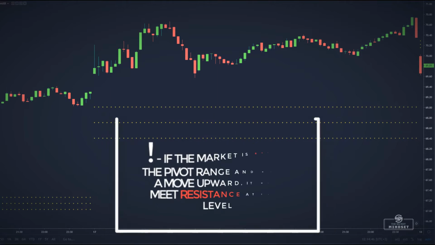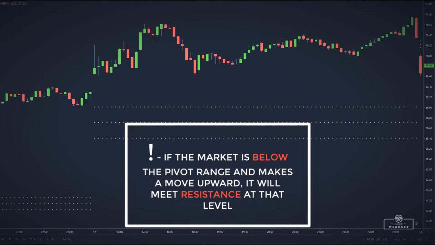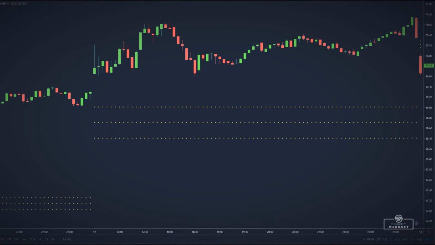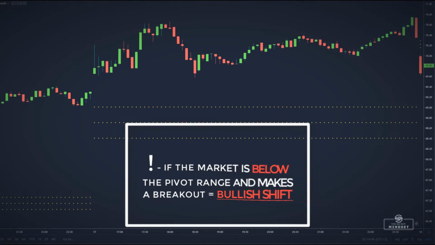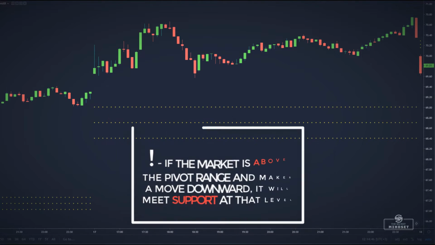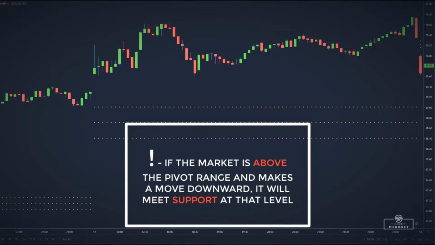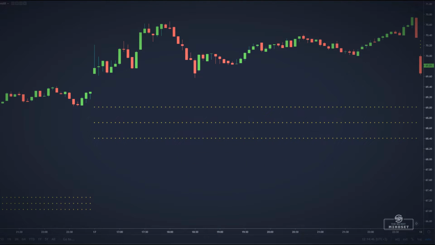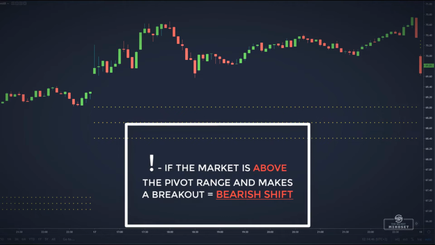If the market is below the pivot range and makes a move upward, it will meet resistance at that level. If the market does manage to break through the pivot range, it would have enough force behind it to make a significant upward move. Conversely, if the market is above the pivot range and makes a downward move, it would find support at that level. If the market does breach that support, it should have enough force behind it to make a significant downward move.